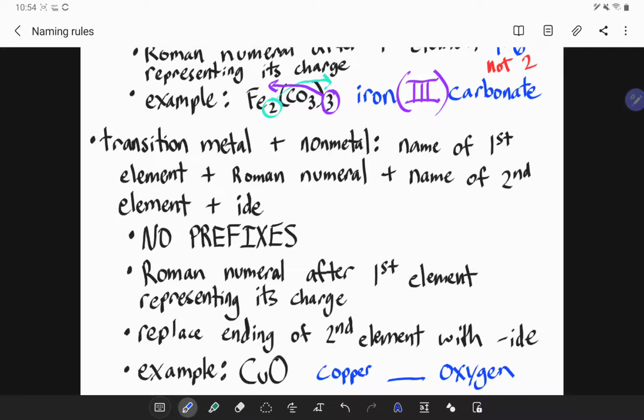All right, the second element, though, we are going to replace the ending with IDE. So let's do that here. Instead of oxygen, we're going to write oxide.